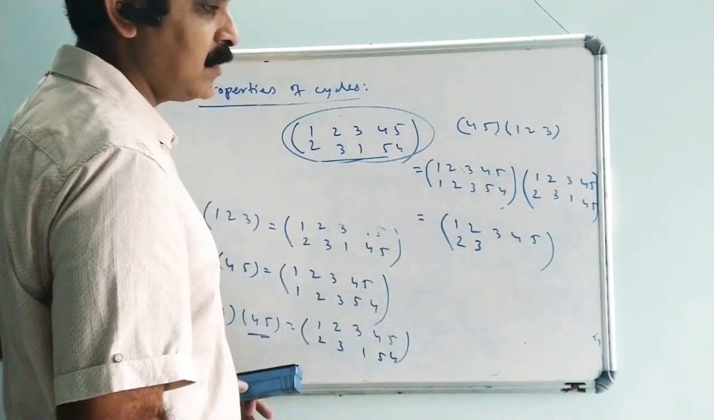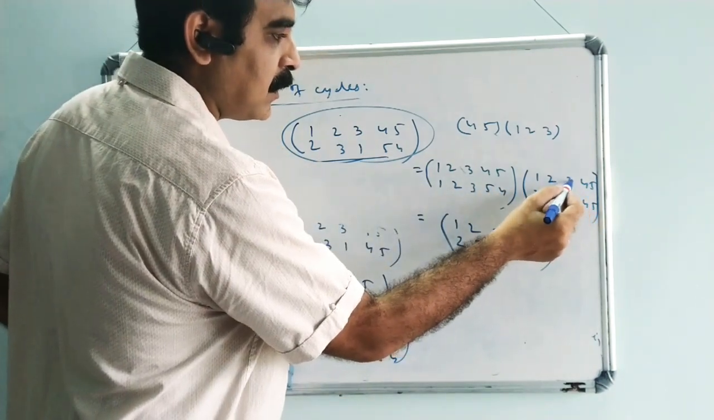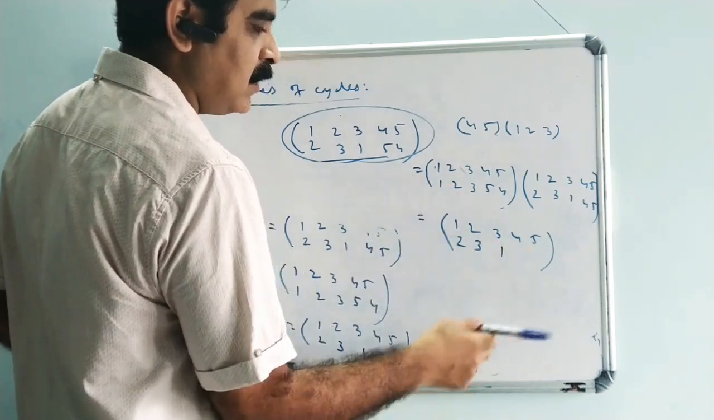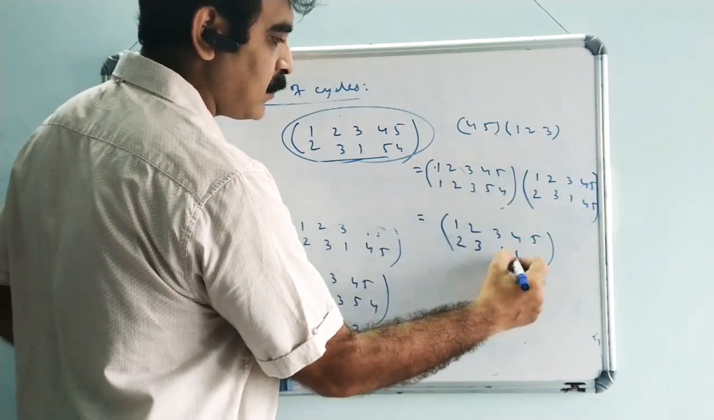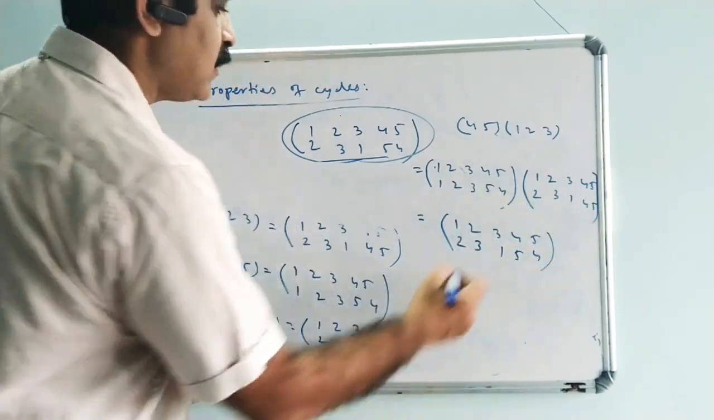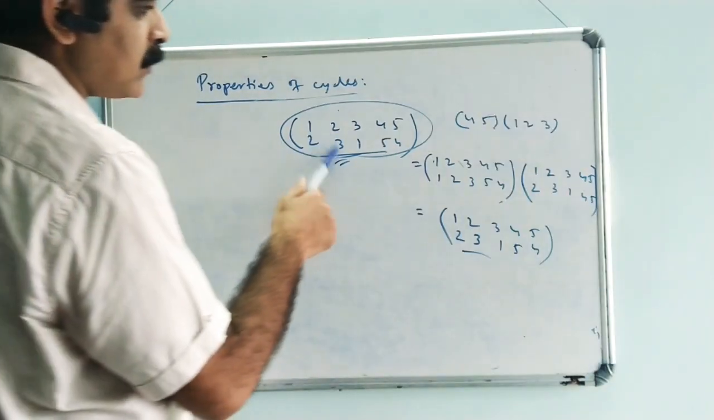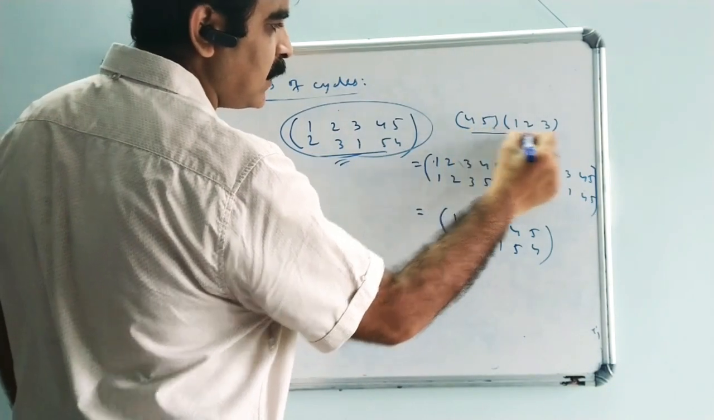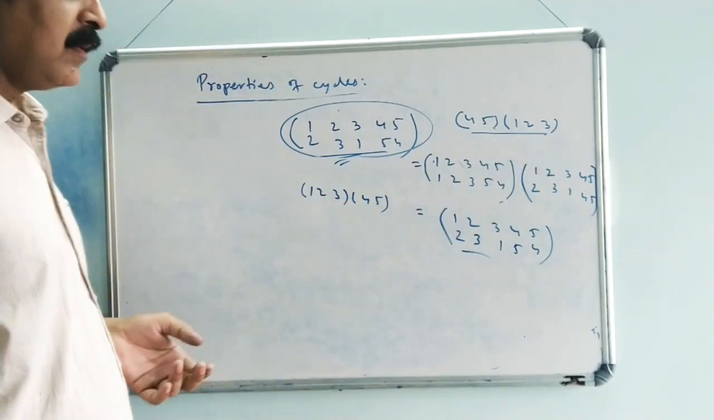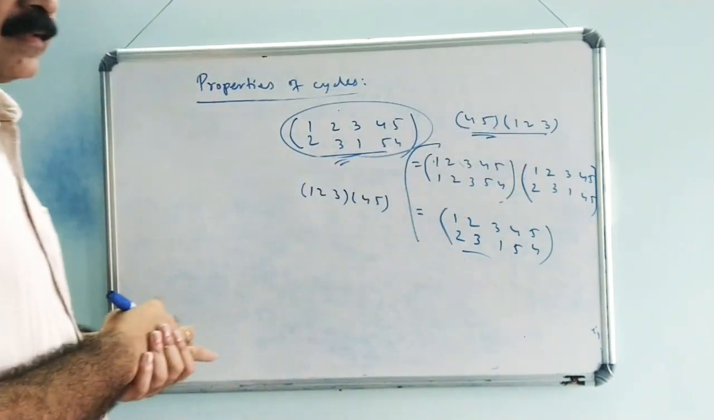3 comes to 1. The image of 3 is 1. The image of 4 is 5. The image of 5 is 4. This is also the same permutation. Therefore, this type of permutation can be written in this way, or one can write this in this way. That is the composition or the product of different cycles actually.